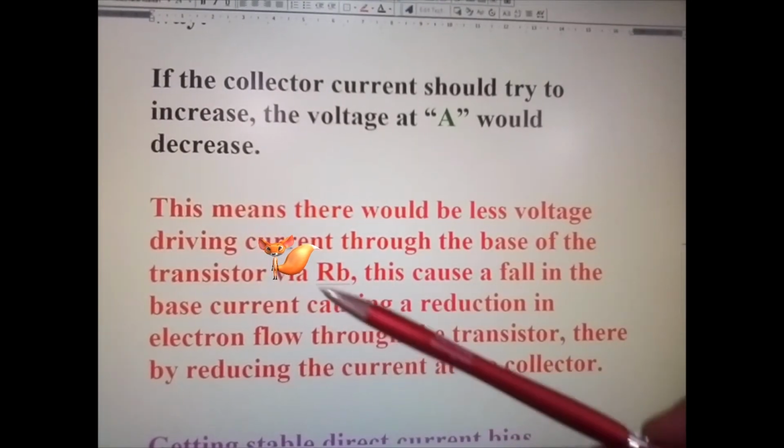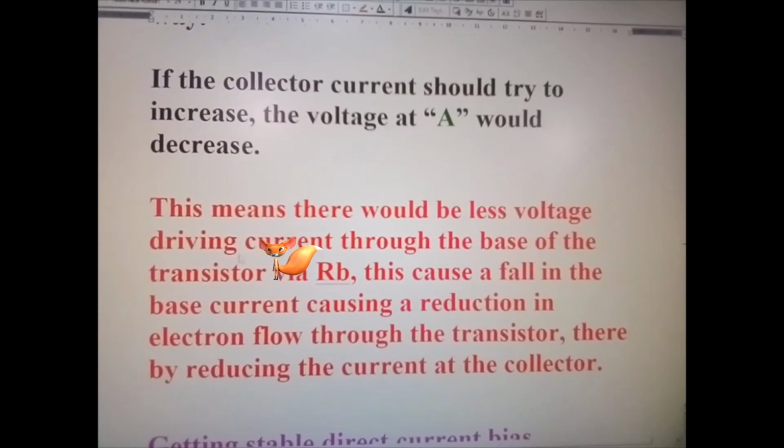So this actually acts as a means of controlling the current to the base. And if you try to increase the voltage demand at A, then you reduce the current. That gives you your controlling device. Okay.